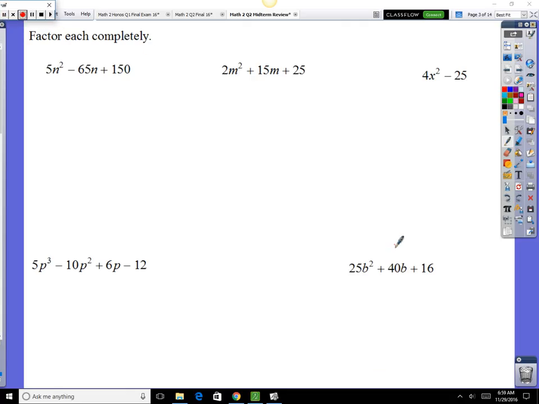Okay, and that should be it for the review from first quarter. The rest of this stuff is stuff we've introduced in quarter 2. So factoring, let's change all these to times problems.